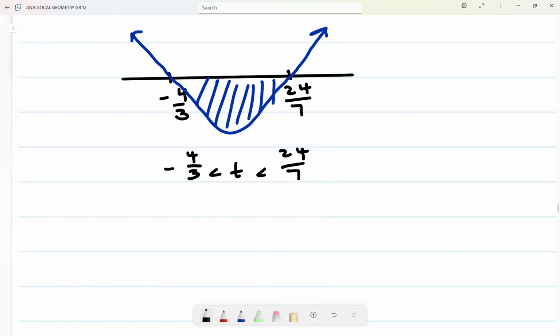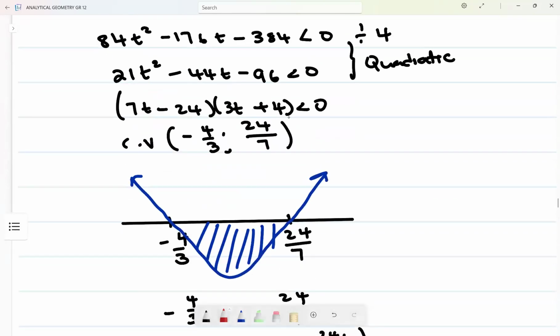Or someone might say t is an element of -4 divided by 3 and 24 divided by 7. Still fine by me, I don't see any problem there. Some say let's find a value between these two, substitute into the equation and see if it's positive or negative. When you put, let's say 0, it's going to be negative, and any number outside is positive, so we say it is between here.